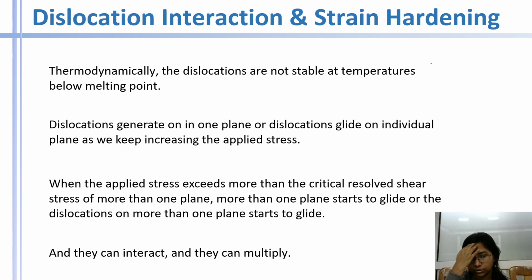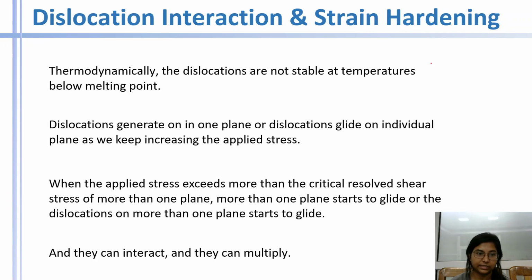Thermodynamically, dislocations are not stable at temperatures below the melting point. So dislocations generate in one plane, or dislocations glide on individual planes, as we keep increasing the applied stress, right? So we know. Now what happens when the applied stress exceeds the critical stress? Then what will happen?